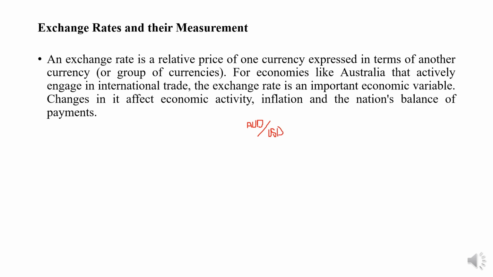Let's take an example. If you have 0.75 and want to convert it to the US dollar, you will get 0.75 US dollars for every one Australian dollar, and this is the conversion of the US dollar.